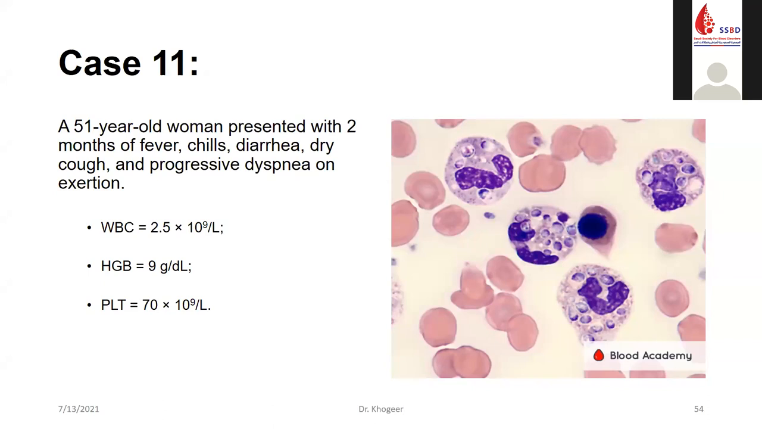We can see increased granulation in patients using GCSF. This is why I said increased granulation. Toxic changes is a terminology given for neutrophils showing increased granulation, either due to infection or drugs like GCSF. But how can we use this word? We can correlate, we always correlate.